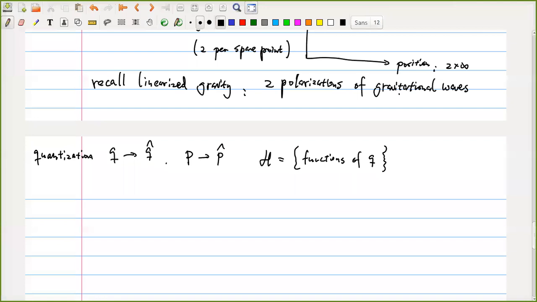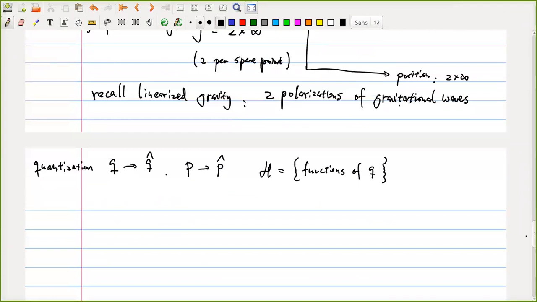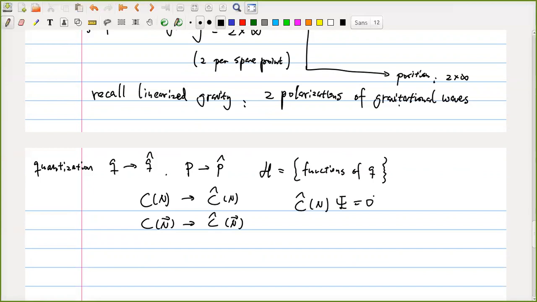Okay, and this is just a little bit about the scheme of the quantization. We have Q, and the Q operator is just a multiplication operator, and the P operator will be a derivative operator, just like quantum mechanics. However, the difference between quantum mechanics and ordinary quantum field theory is that you have a bunch of constraints. So you have to promote Cn to C hat n and C vector n to C hat vector n, and let those operators C hat n act on psi equals 0. You have to solve those so-called constraint equations.